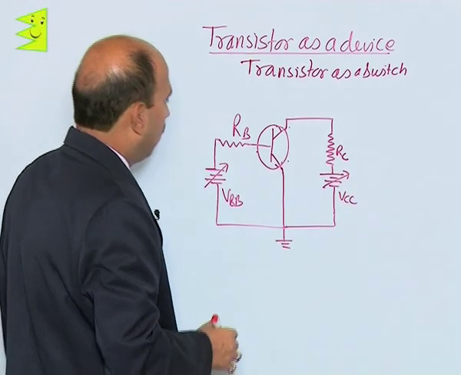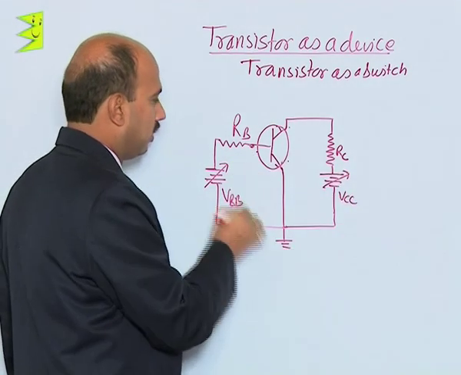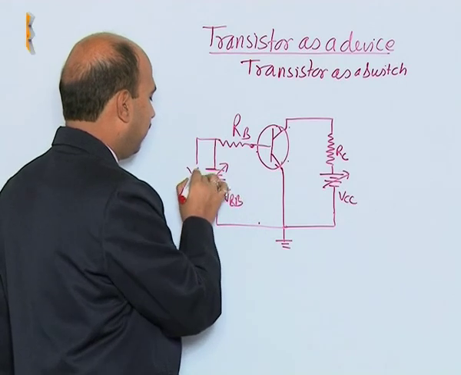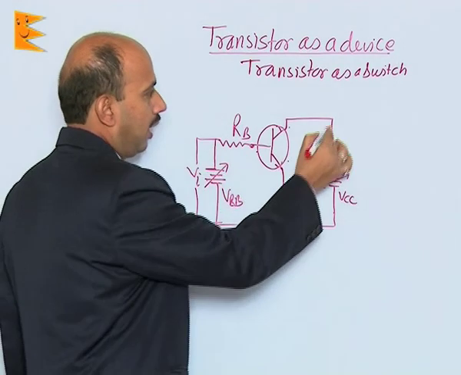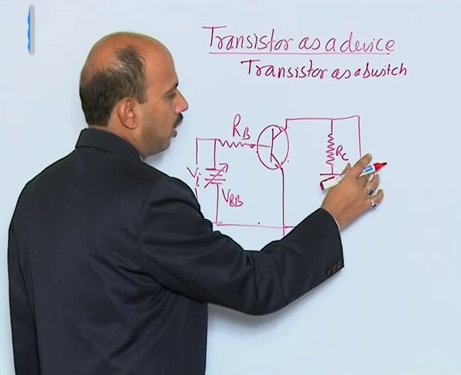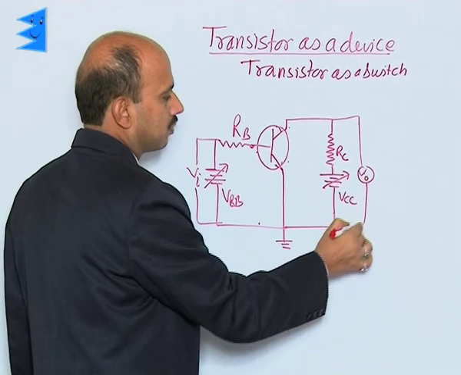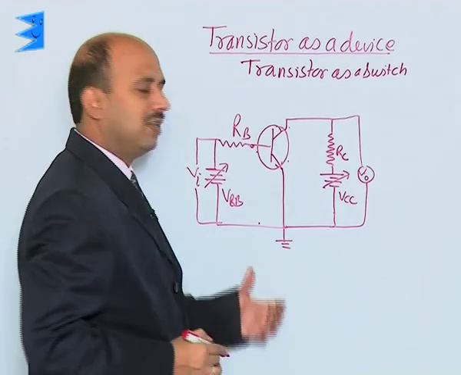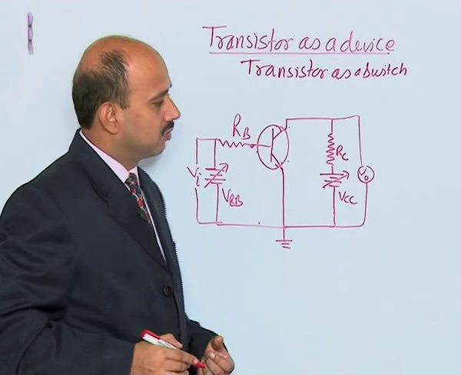Now here the base-emitter voltage we can take as VI, and here we can take VO, which is called the output voltage. So this circuit we use basically for the transistor characteristics.